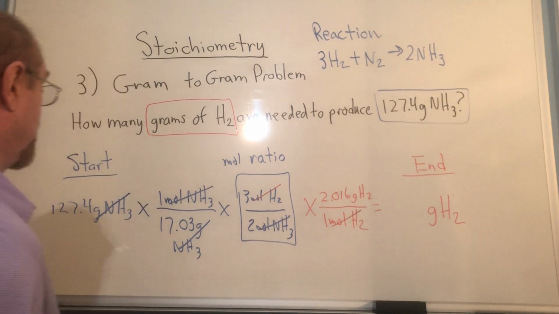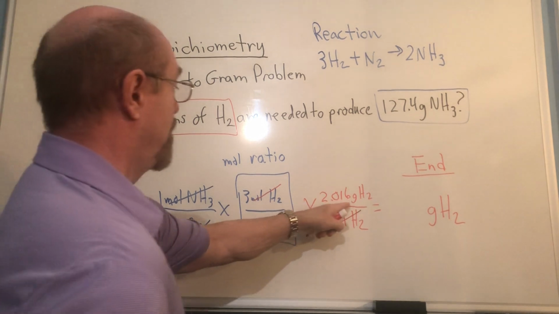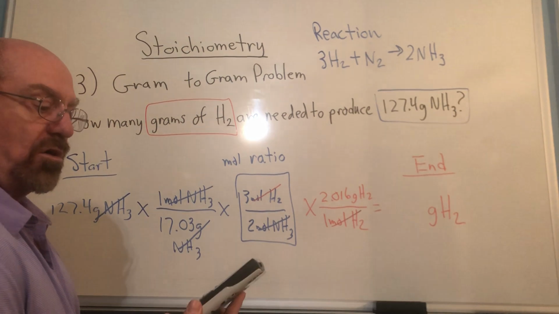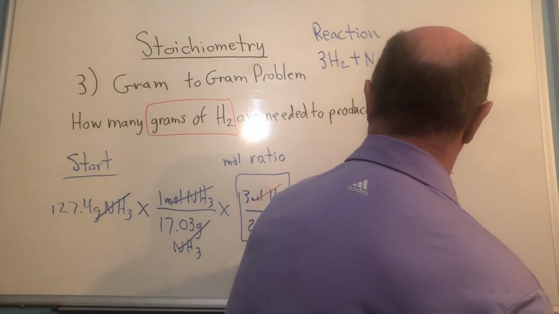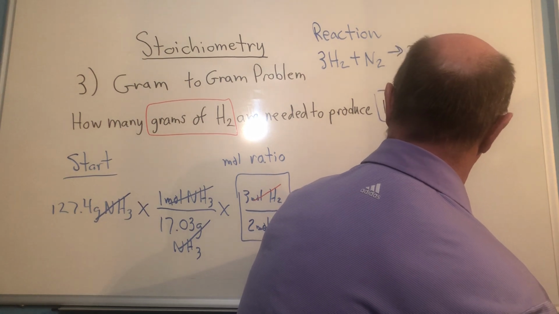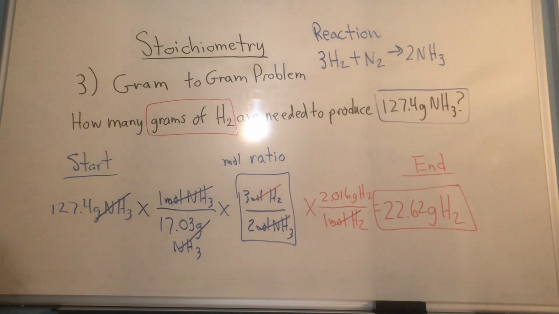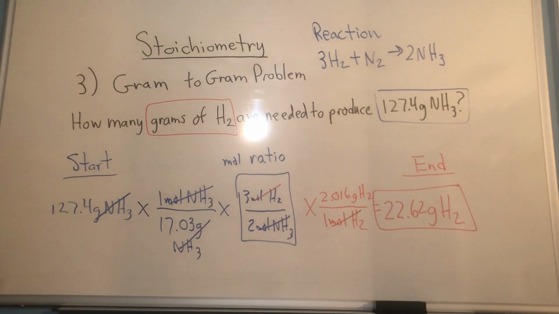Now, how many sig figs are going to be in our answer? This has 4, this has 4, this has 4. These are exact values, we don't worry about them, so it's going to be 4. So it'll be 22.62 grams of hydrogen will be our answer. So what we calculated is, we know that we made this many grams of ammonia. This tells us how many grams of hydrogen we need in order to produce that many grams of ammonia.